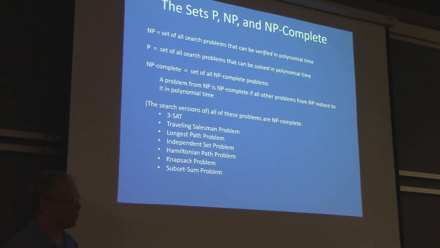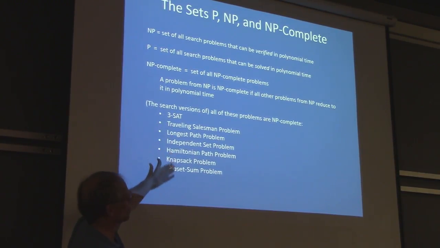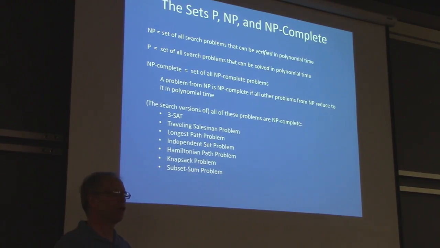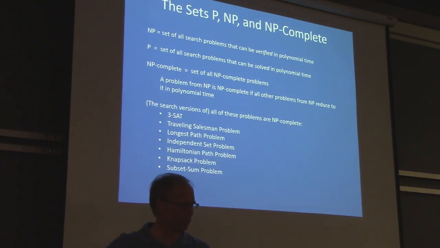Now, there's sort of an asterisk here. We're talking about search problems, so we have to talk about the search versions of these things. So traveling salesman, for example, is not a search problem, it's an optimization problem. In this case, we're talking about finding a Hamiltonian cycle with a total weight less than or equal to something. So there are search versions of these optimization problems. Okay? So all those are known to be NP-complete, along with many, many others.